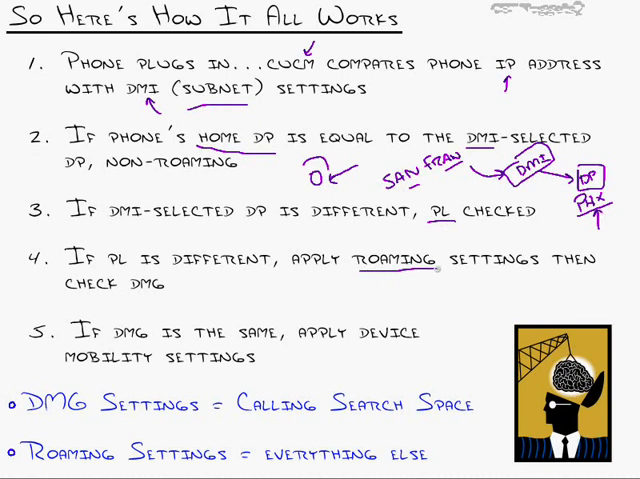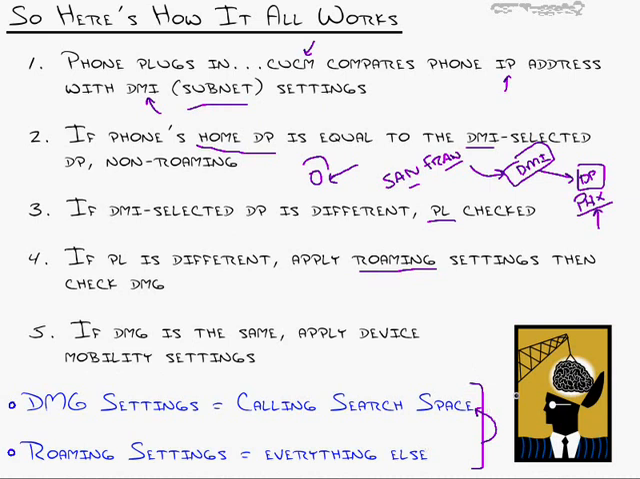Now I'm going to show you in just a moment which settings are roaming and which settings are mobility. You see there's two different kinds of settings. Roaming settings and mobility settings. Essentially, and this boils it down right here, roaming settings is everything but the calling search space.